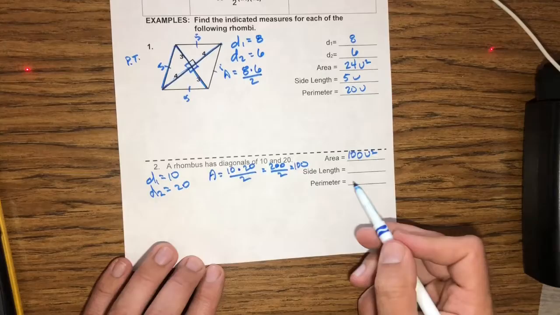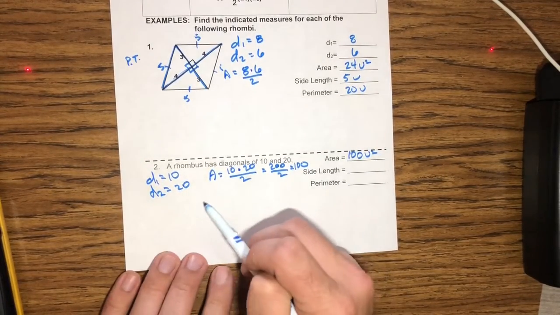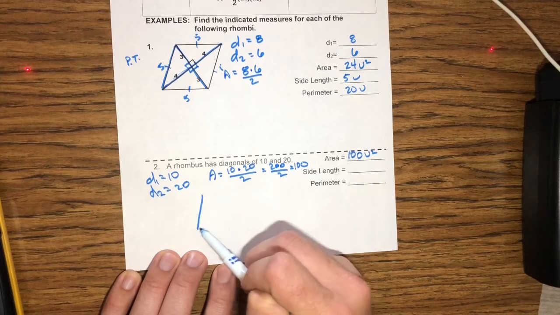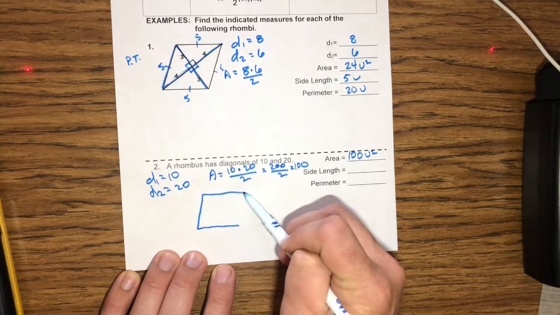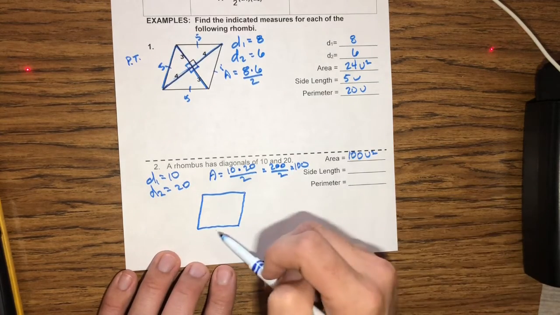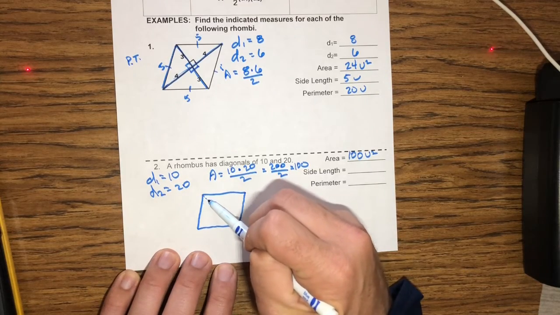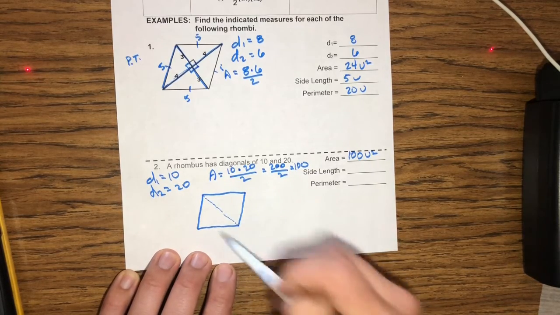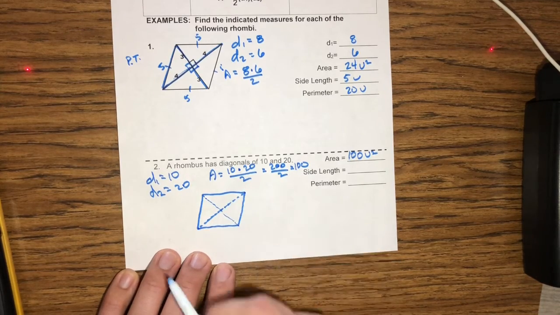Okay. Now we don't have a side length. This is where we are going to have to draw a picture to help us out. So draw a picture of a rhombi. Remember that it's a parallelogram, and that sometimes it looks like a diamond, sometimes it looks like a square. But all of these sides are going to be the same. Diagonal 1, as we come through here, is 10. Diagonal 2, as we come through here, is 20.